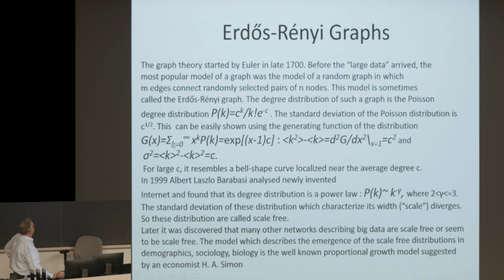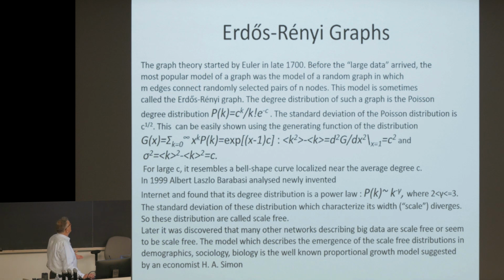So this is a Poisson distribution. It has a particular variance, and this variance is very small. It is basically all localized in the vicinity of the average degree c. And you can prove it with the help of generating functions. A generating function is a very useful tool for studying distributions.